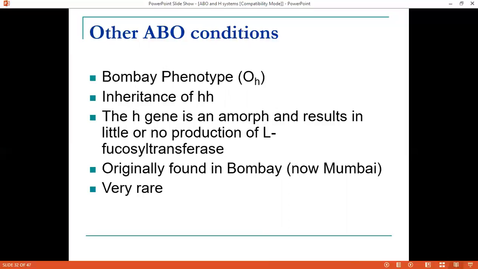And it's this little h gene that is an amorph and results in little or no production of the L-fucosyl transferase enzyme that's needed to add that fucose onto that type 2 chain. So because of that, we don't have the H antigen. And originally this was found in Bombay, which is now known as Mumbai. It's very, very rare, but it is another possibility.